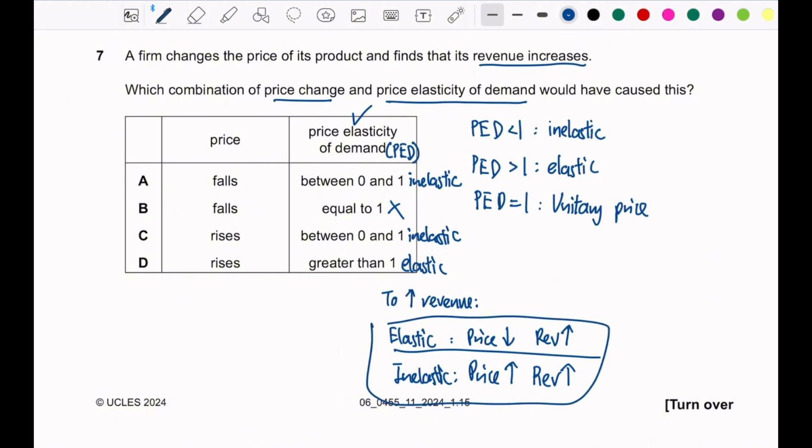So when you know this, you can classify and see which one is the correct answer. For elastic, you need to reduce the price. So this is wrong. And for inelastic, you need to increase the price. So this is correct. This is wrong. So C is the answer.